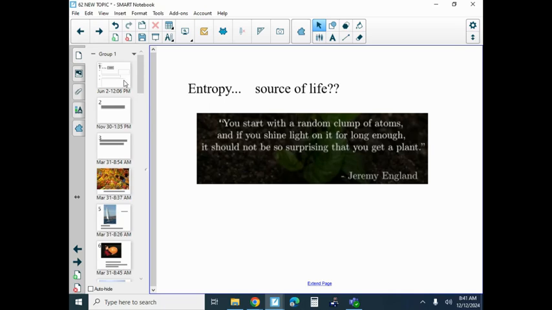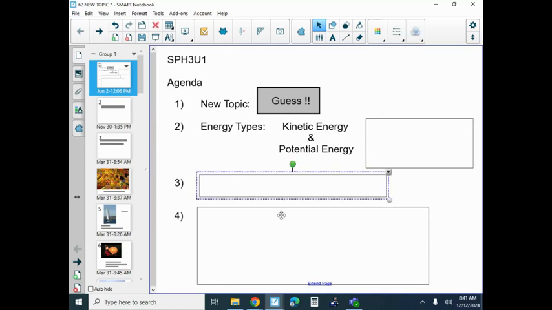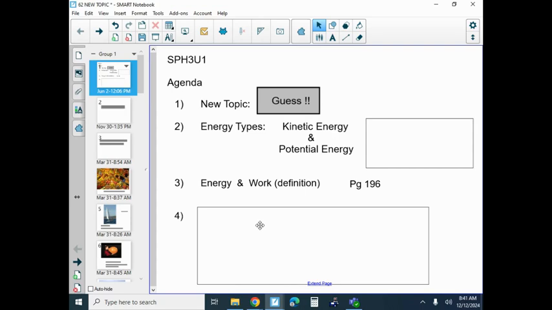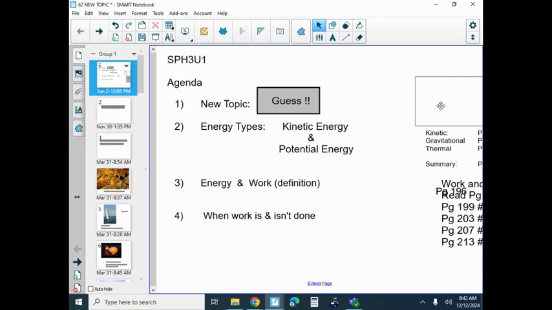So we have entropy, kinetic energy, potential energy, the basic work done definition, and so on. And I still have to actually make these work pages for you. So I'll get that set up and put this out. But so we're talking about energy, but we also mentioned entropy. So there you go.